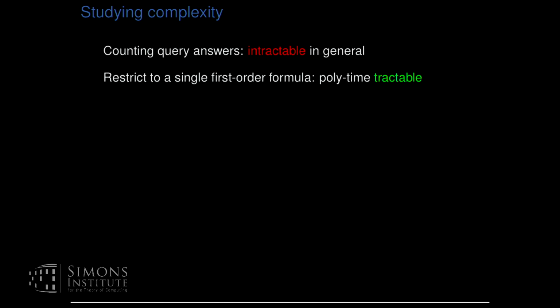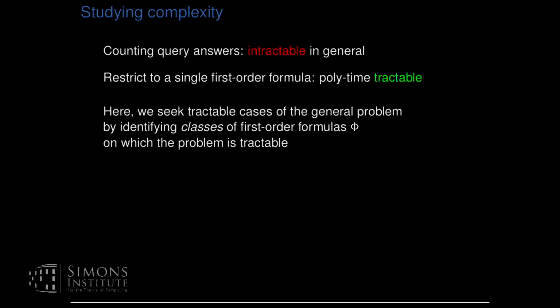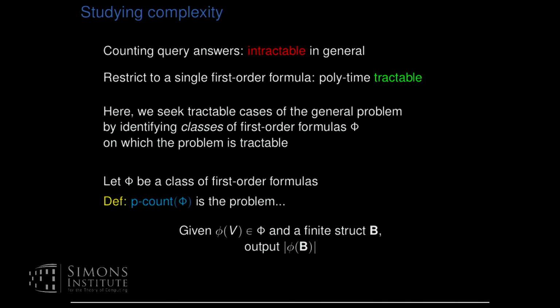And in the literature, there's an established way of restricting the general problem to try to study which formulas are well behaved. Namely, we restrict the general problem to a class of formulas. So for every class of first-order formulas, I'll define our counting problem over phi to be this restricted version of the general problem where the formula must come from our class. So now again, we're just given a formula and a structure, but the formula has to come from this particular class. And we want to perform the count. So for example, we might ask for which classes of first-order formulas is this problem tractable and for which is it not?